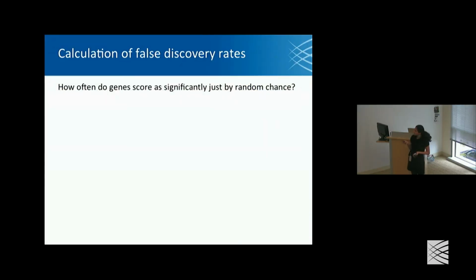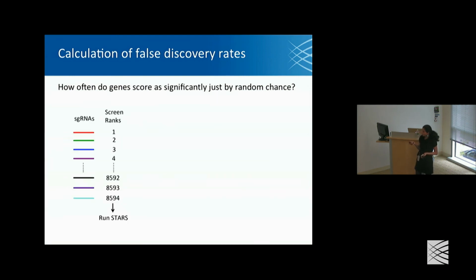Okay. So, of course, once you do this, every single gene gets a score. But how do you know if your gene didn't score just by random chance? In other words, was your screen just a random number generator, or did genes actually score as significant hits? So in order to do that, you have all your guide RNAs in your screen, and these are the ranks of these guide RNAs in your actual screen. So you run STARS on that.